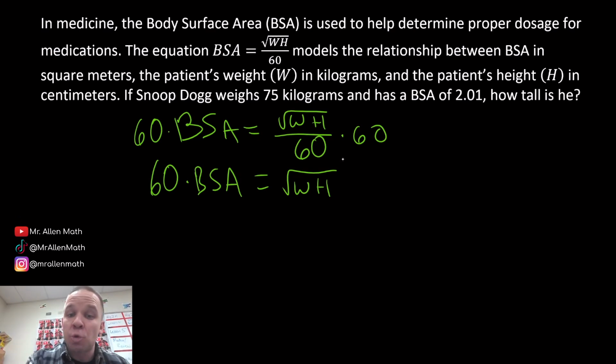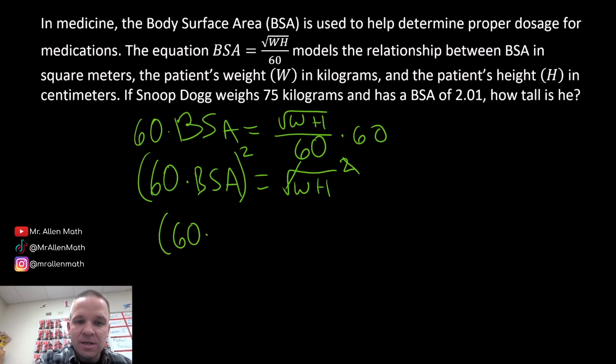Okay, I got to square both sides here, and this whole left side needs to be squared. So this is going to cancel my square roots. Now I'm going to be able to get to H eventually, and the left-hand side is still 60 times the BSA, all squared equals W times H.